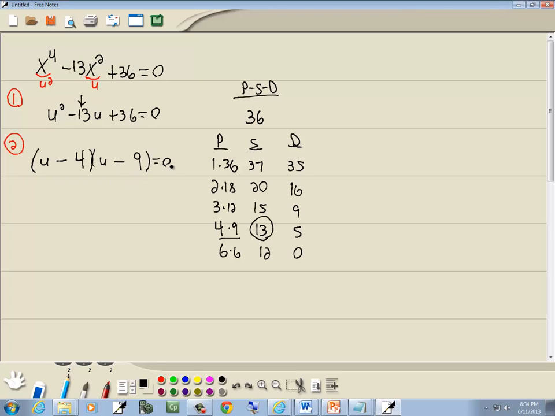Now zero factor property. You get 0 on one side, you factor the other side, you set each factor equal to 0. So set u minus 4 equal to 0, and u minus 9 equal to 0. So we get u is equal to 4, and u is equal to 9.